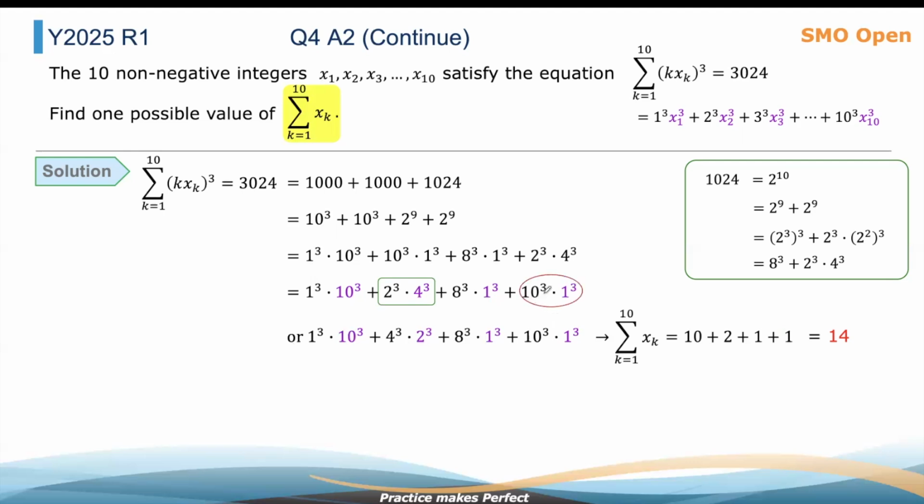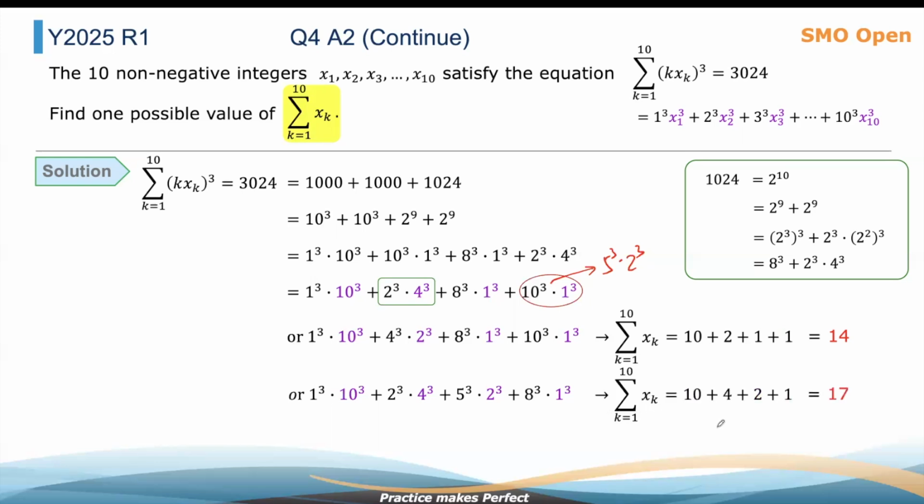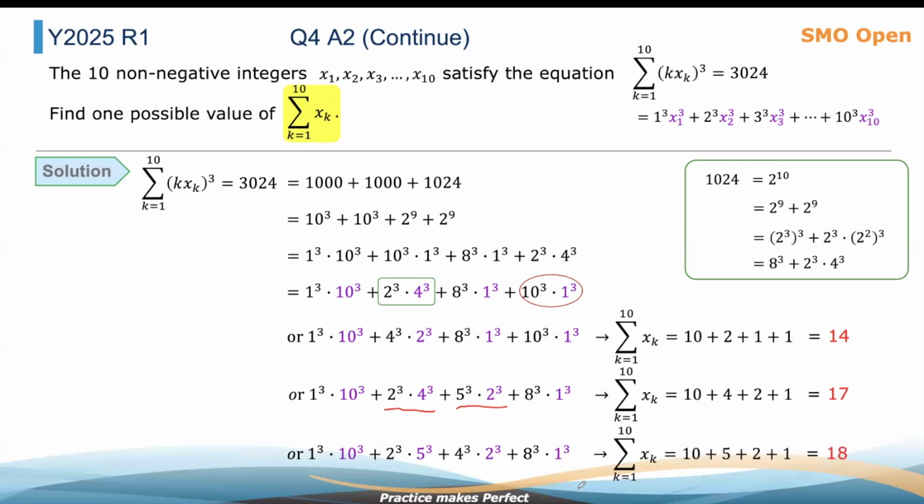We also can write 10 cube as 5 cube times 2 cube. So we get a new sum. In this case, x1 equals 10, x2 equals 4, x5 equals 2, x8 equals 1. For the others, xk equals 0. So the sum of x1 to x10 equals 17. We can exchange these two terms and get a new order. x1 is 10, x2 is 5, x4 is 2, x8 is 1. So we get the sum of x1 to x10 is 18.